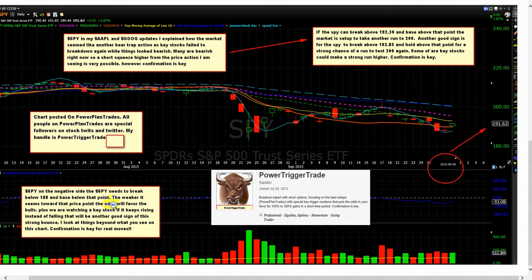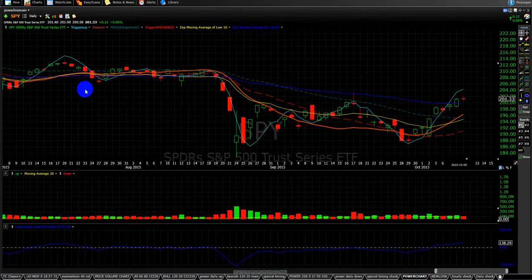So I said the SPY needs to break below 188 and base below that point. But I also said the weaker it seems towards that price point, meaning that if it doesn't have a lot of power towards that, the odds will favor the bulls. Now, my plan specifically gave the big hint that, hey, it's not going. And the stock that I was talking about, by the way, was Google.